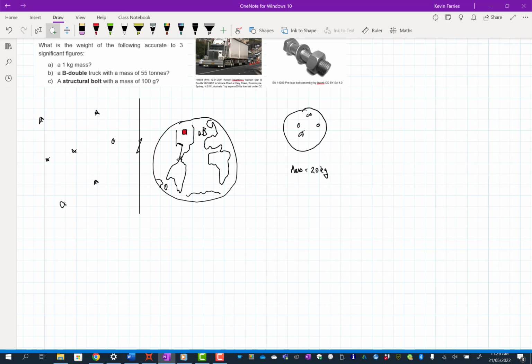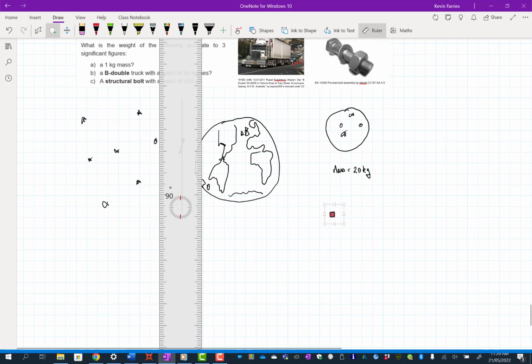So if we take our little box on Earth, it's got a mass of 20 kilograms. Move it up to the moon, still a mass of 20 kilograms. Put it into outer space, where it floats around, still a mass of 20 kilograms. What changes in these different places is the weight. So the weight of an object, let's bring that down and do a close-up of it sitting on the Earth.